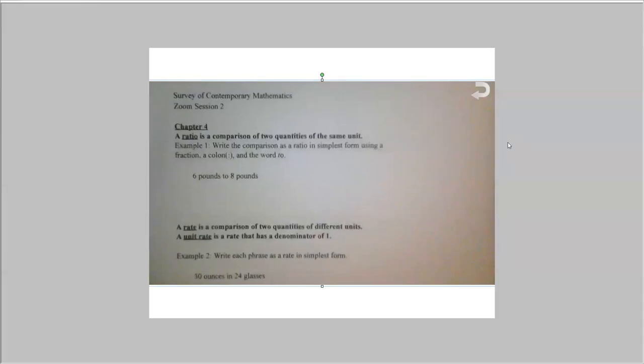All right, welcome to session 2 of our Survey of Contemporary Mathematics class. This week we're going to take a look at chapters 4 and 5. We're going to be looking and reviewing ratios and rates. We'll also begin to look at percentages in chapter 5. So lots of review. Hopefully some of this will come back to your memory from things you learned in school.